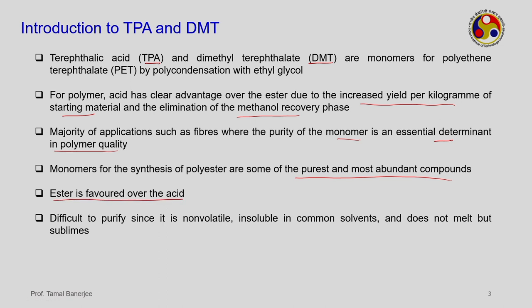But the issue is, it is difficult to purify, because the ester is non-volatile, it is insoluble in common solvents, and it does not melt but sublimes. So, in one way we are saying production of acid is easier, because it does not need much purification. On the other side, the ester is the purest, and we need pure monomers, because if you have access to pure monomer, you can easily do the polymerization reaction. But let us see the reaction mechanism and what factors affect these.